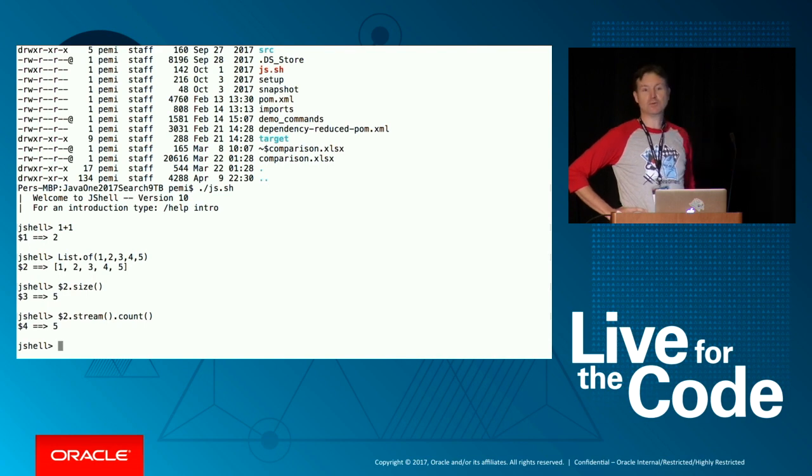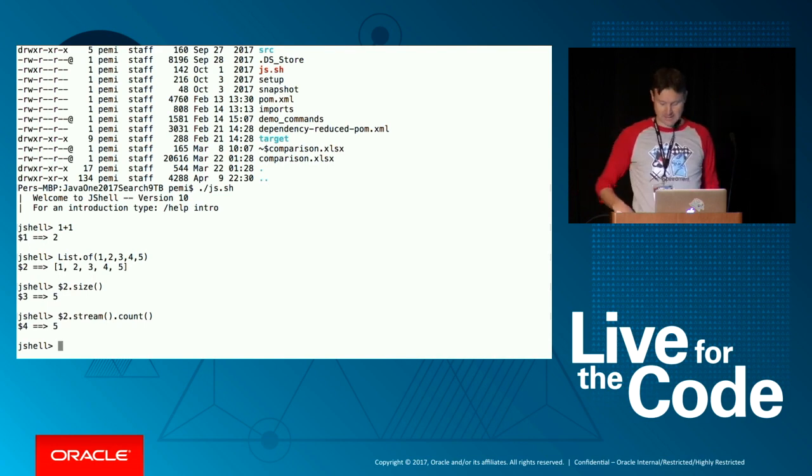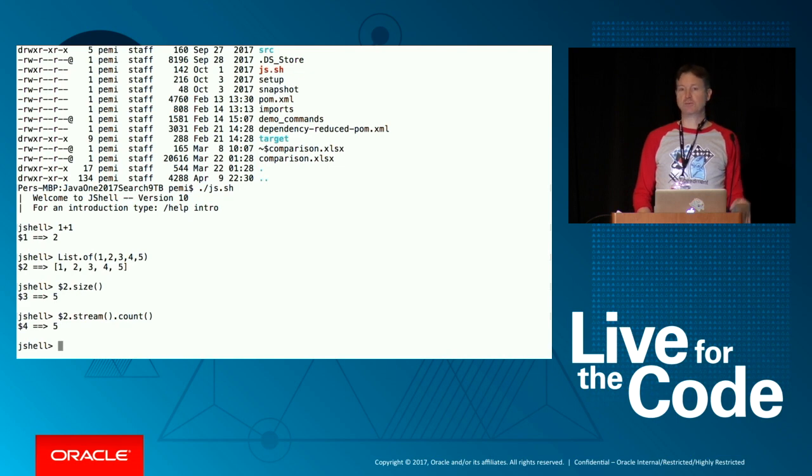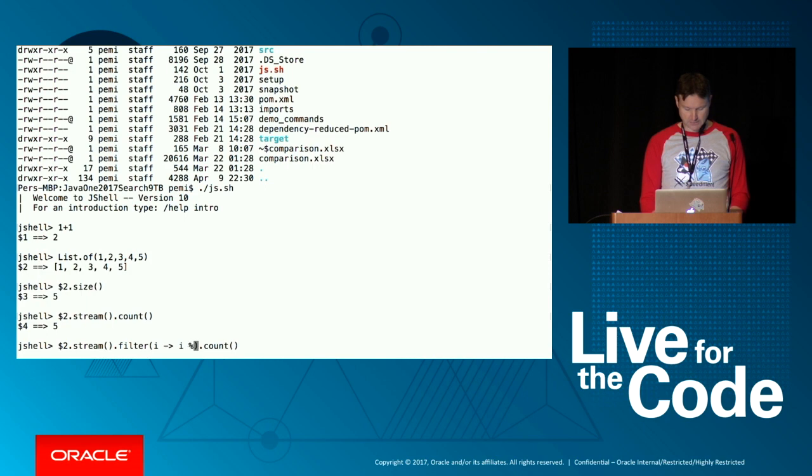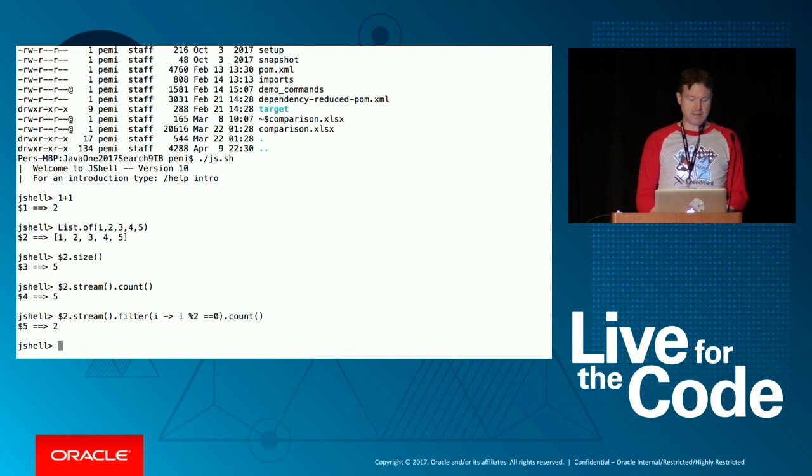So why would we ever want to use streams if it's not as good as size? The reason is, of course, that a stream is much more useful. For example, if I want to count every element that is even, I can filter out those elements like this: filter, and I write an expression which holds true, and then all those elements will pass the filter. If I have an integer i, then i modulo 2 should be equal to 0. That gives me all my even elements, and it gives me back 2, which is correct because you can see here that 2 and 4 are even.